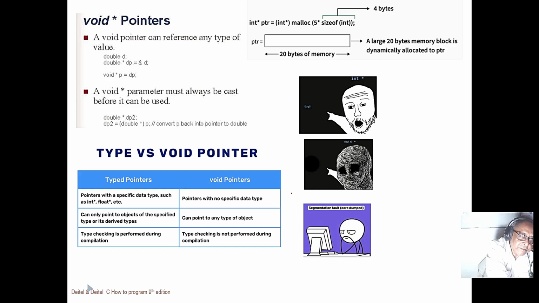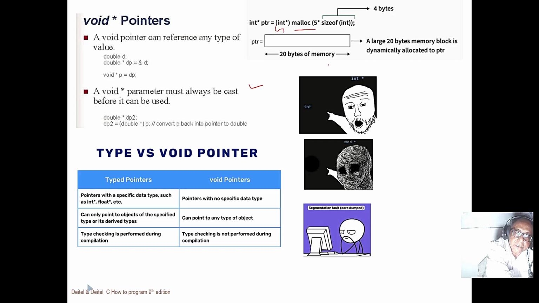The void pointer is an interesting pointer. Void pointer and null pointer are totally different. A void pointer parameter, void star pointer, must always be cast. Like here we can see the calloc and malloc operations. Yes, this is the pointer and this is a malloc, and malloc's return type is void. So it has to be cast.